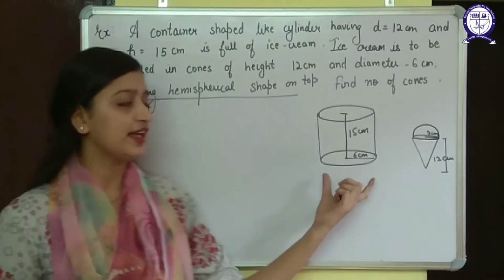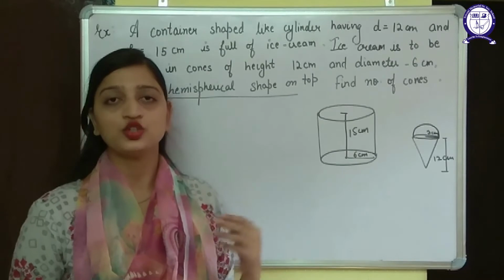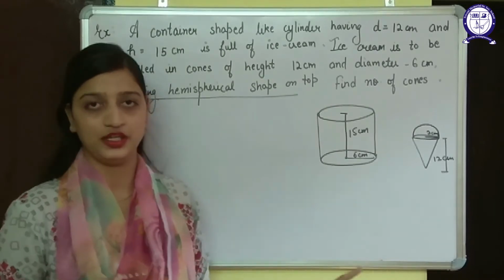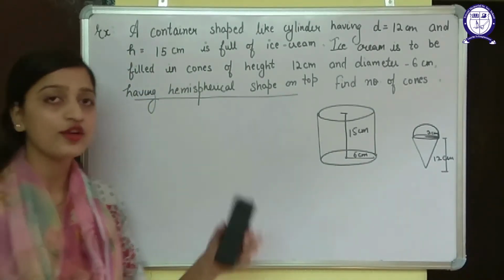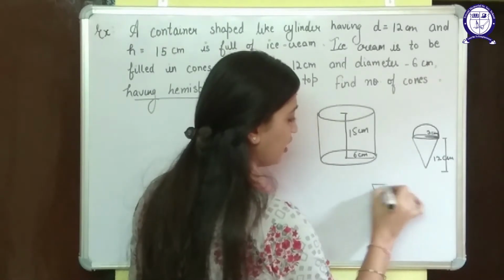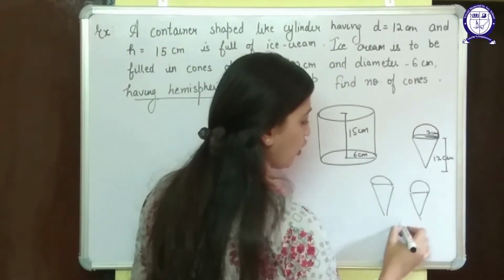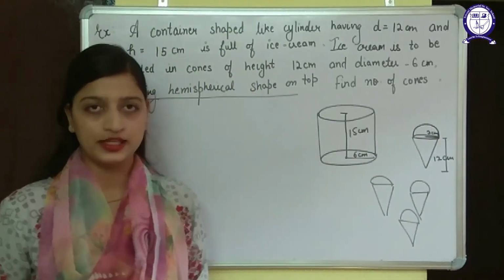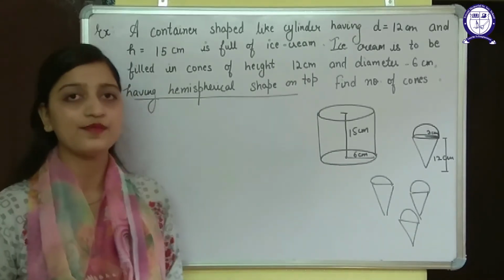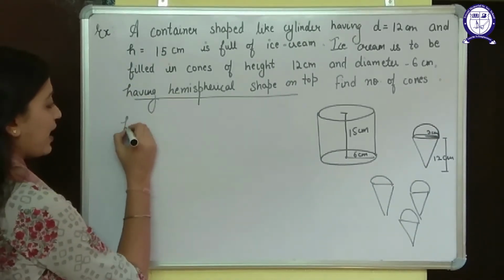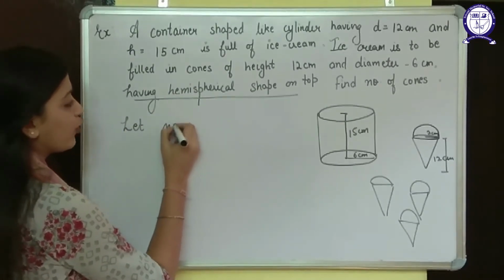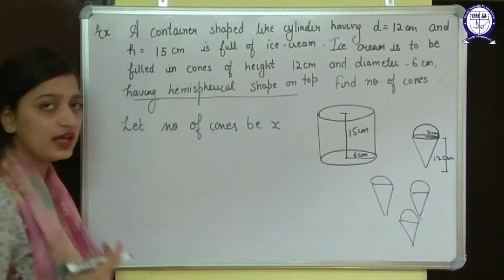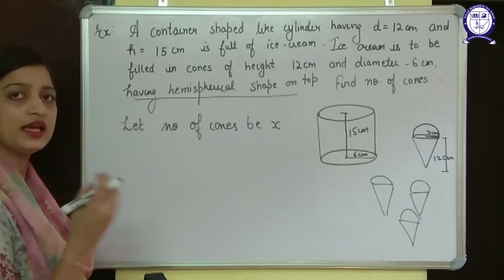It means that this container has lot of ice cream and I need to put this ice cream into many cones so that this container is completely empty. Okay, so that means I have a lot of ice cream cones and I need to fill them with the ice cream. So it's asking that how many cones will be filled with this ice cream such that the container is completely empty. So let that number of cones be x. Okay, suppose that the number of cones be x.